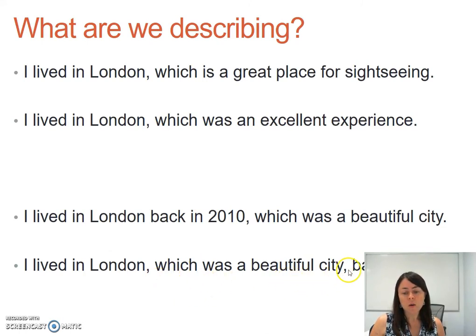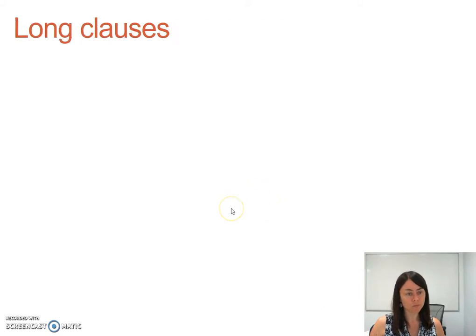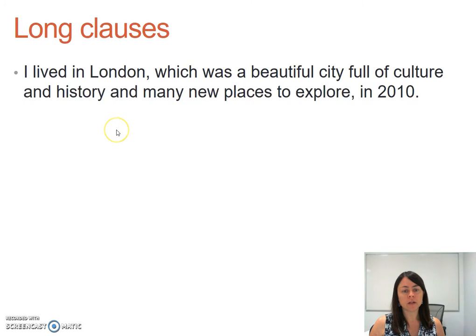This is okay, but in some cases, we might want to think about the order of information. Have a look at this example. I lived in London, which was a beautiful city full of culture and history and many new places to explore, in 2010. This clause is so long, a beautiful city full of culture and history and many new places to explore. By the time we get to the end of the sentence, we've almost forgotten what we're talking about.